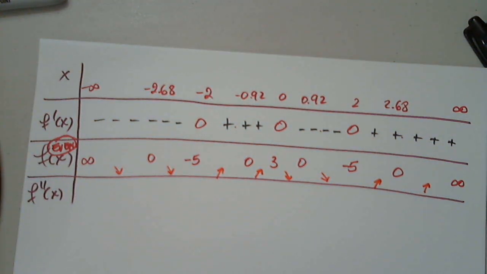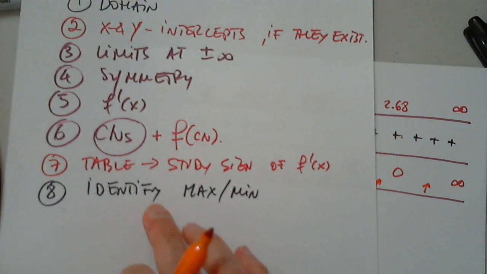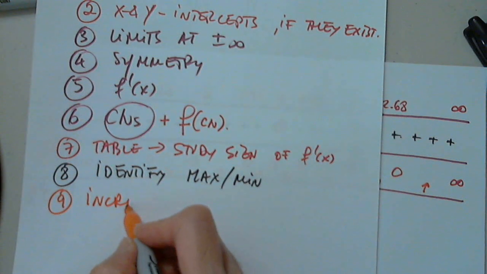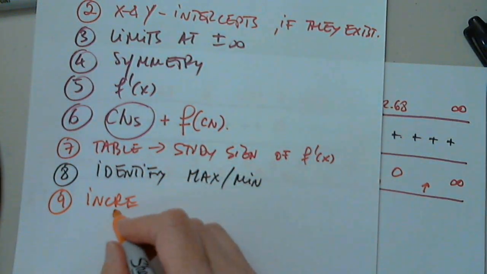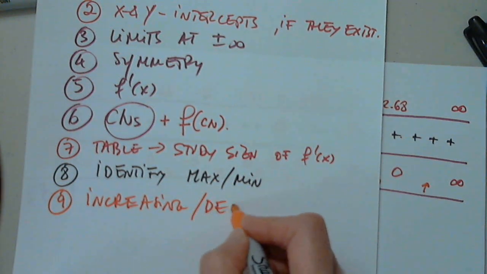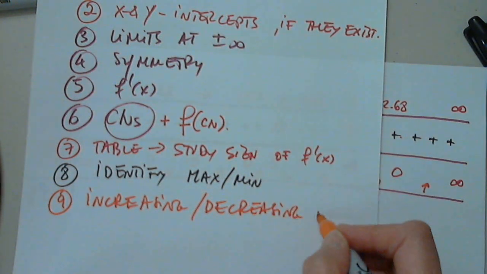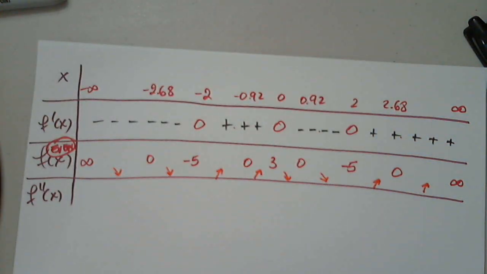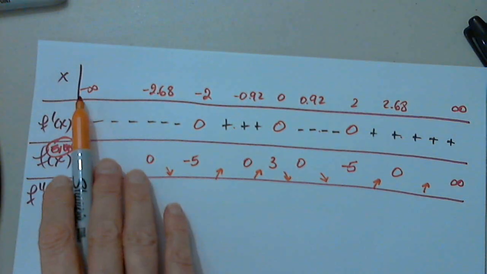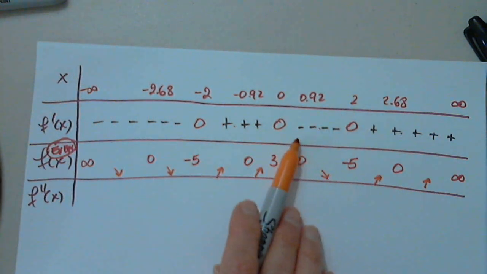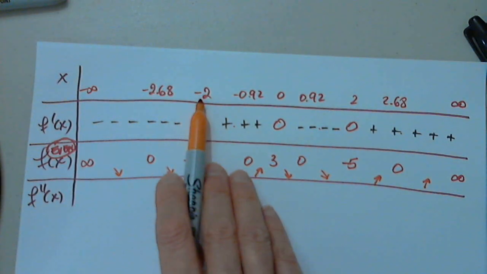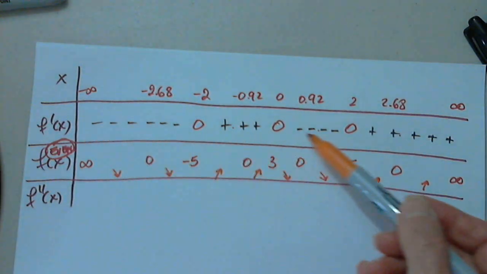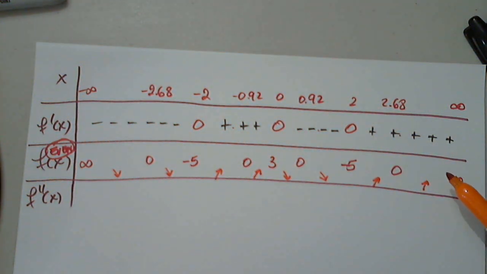So in my list, I identify the max min and at the same time increasing, decreasing intervals. You don't have to write them on the side. It's very clear. The function is decreasing between -infinity and -2, union between 0 and 2. The function is increasing between -2 and 0, union 2 to infinity. I see it here in the table. There is no need to write it again.